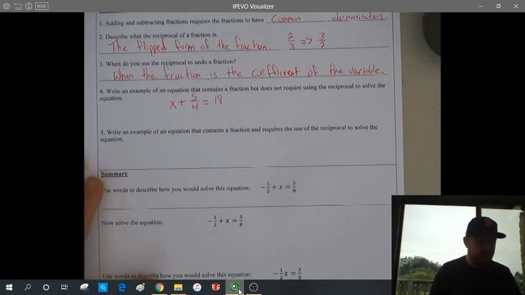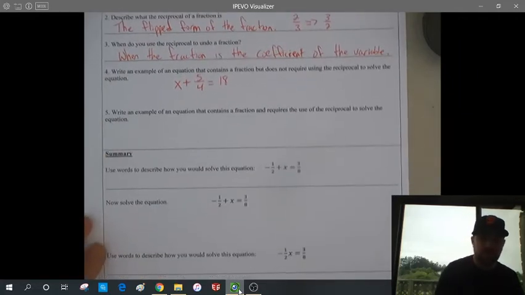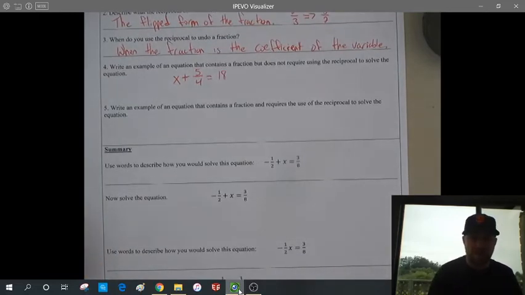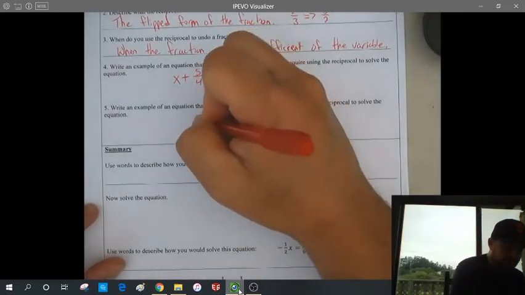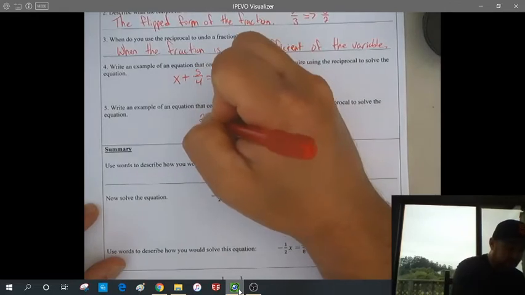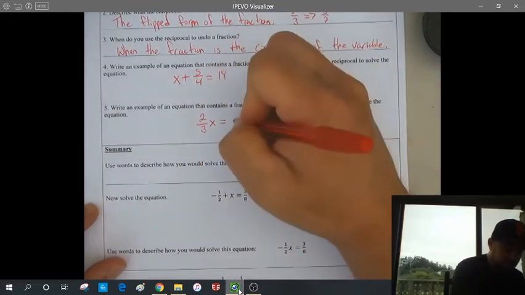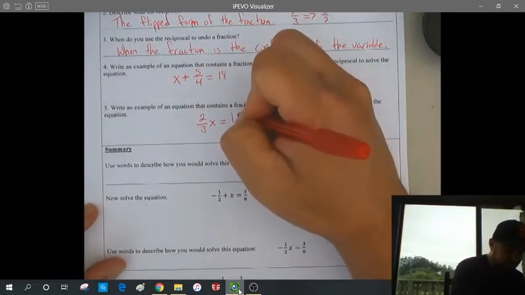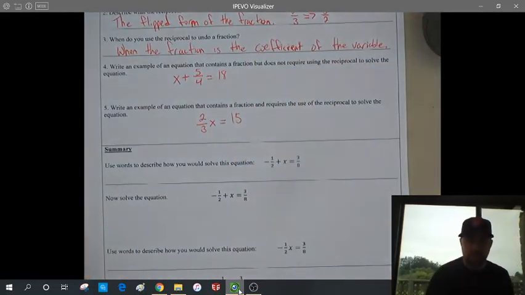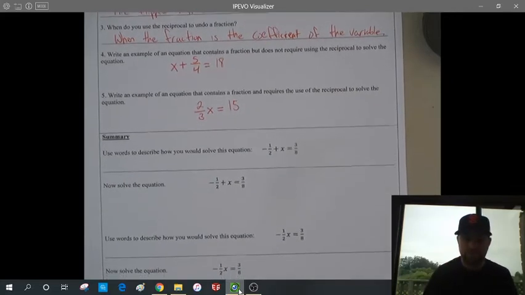Number 5, write an equation that contains a fraction and requires the use of the reciprocal to solve the equation. And so again, in this case, we want there to be a coefficient that is a fraction. So if I have something like 2/3 x is equal to 15. Okay, in this case, in order to get rid of the 2/3, I'm going to use the reciprocal of it, flip it over, and multiply both sides by 3 over 2.